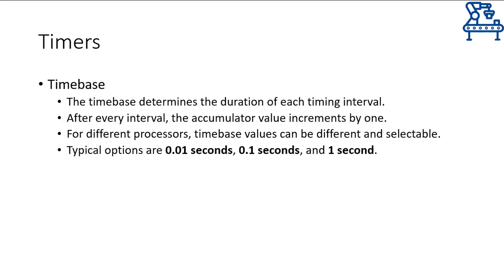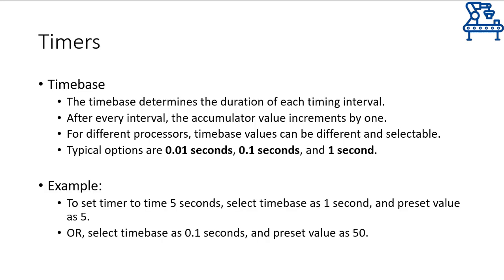Now you might be wondering how the accumulator contents are changed or updated so that they reach the preset value and the timer signals that timing has been completed. Well, a third value associated with any timer is called the time base. It determines the timing interval after which the accumulator will increment its value by 1. Typically, you can select the time base value as 0.01 seconds, 0.1 second, and 1 second. However, different processors might offer you a different list of time base values to choose from.